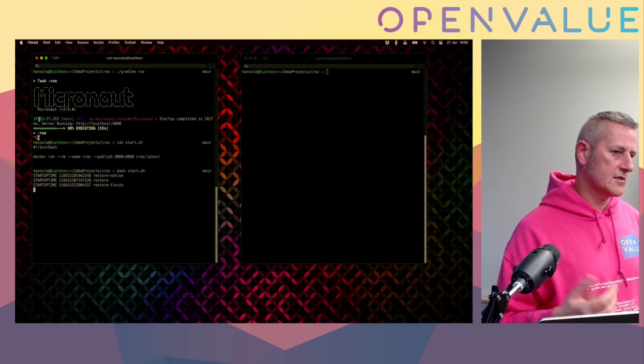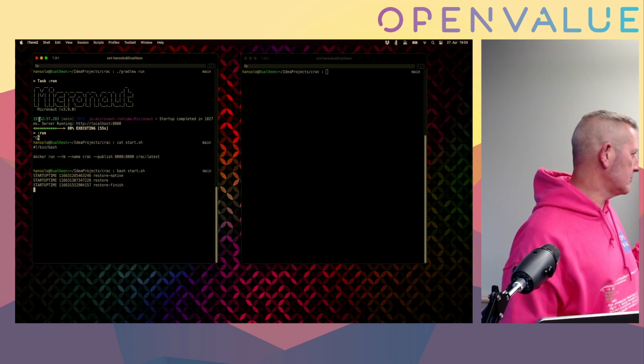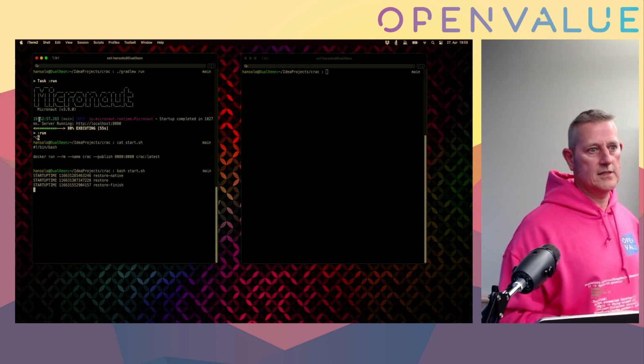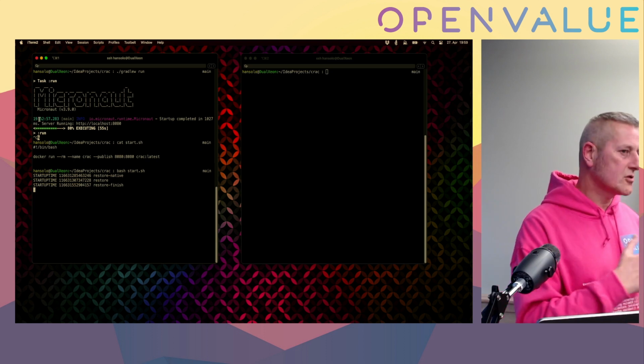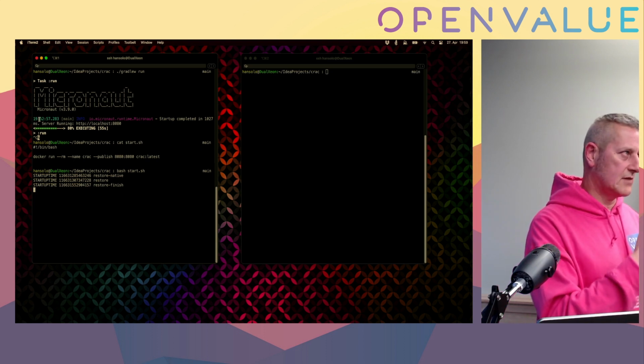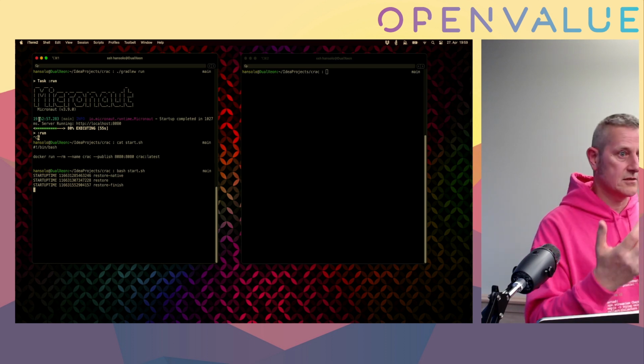So the speed is, there's no difference between starting up CRaC and starting up a native image. It's more or less the same. Native image could be faster, maybe, but then we talk about 20 milliseconds compared to 50 milliseconds, which is still fast.